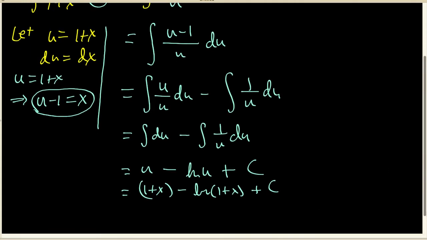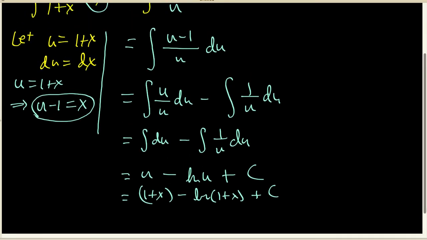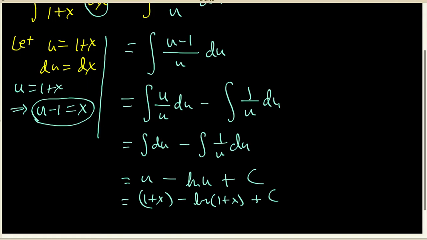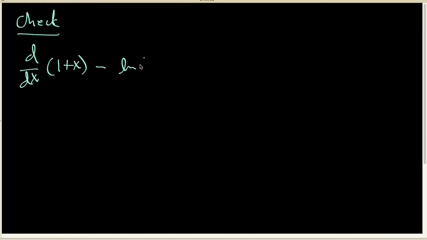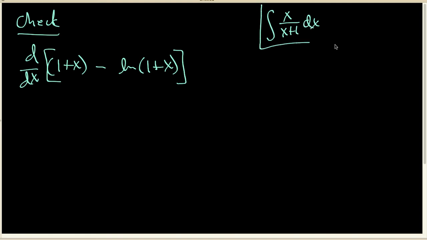Now, this is tricky enough that it is worth doing a check. So I want to do the check on the next page. This is our check. I want to look at the derivative of our answer, which was 1 plus x minus the log of 1 plus x, and I want to see if I get the integrand. Now, I want to remember that the start of the problem was finding this integral. So our target is to get x over x plus 1.